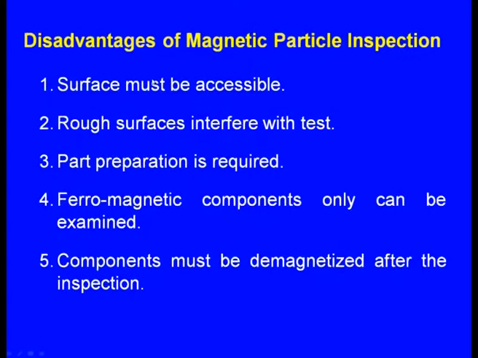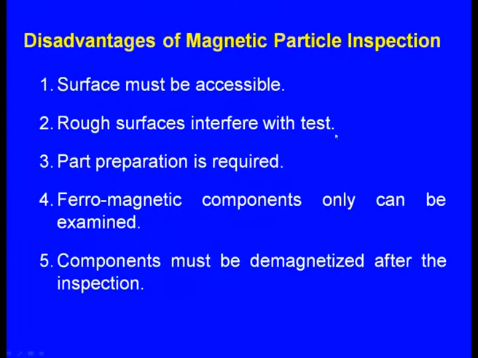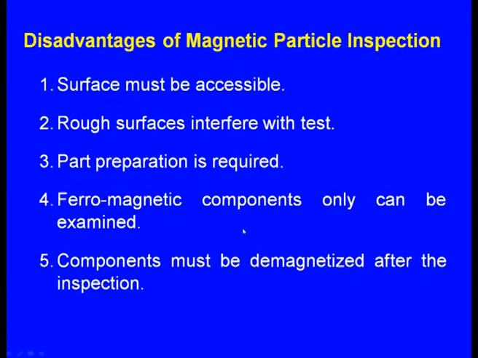Now, these are the disadvantages of magnetic particle inspection. Surface must be accessible, otherwise how can we sprinkle the iron powder? Next one, rough surfaces interfere with the test, part preparation is required. Ferromagnetic components only can be examined. Why?